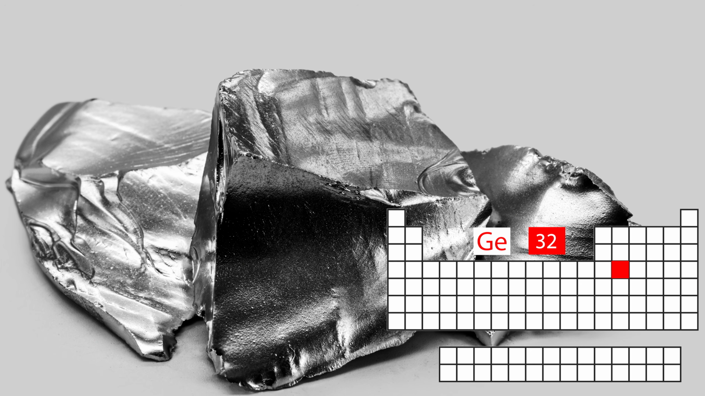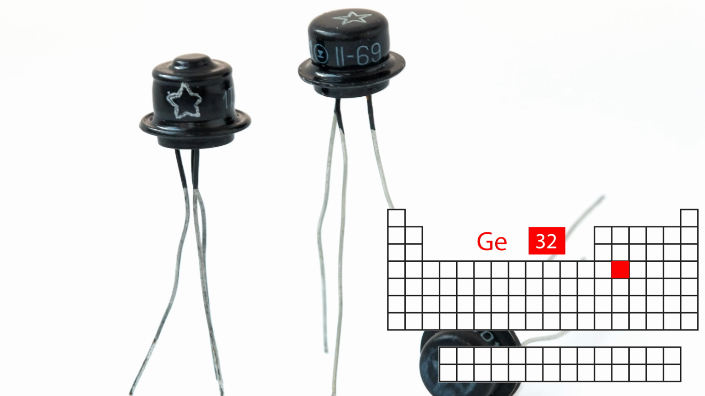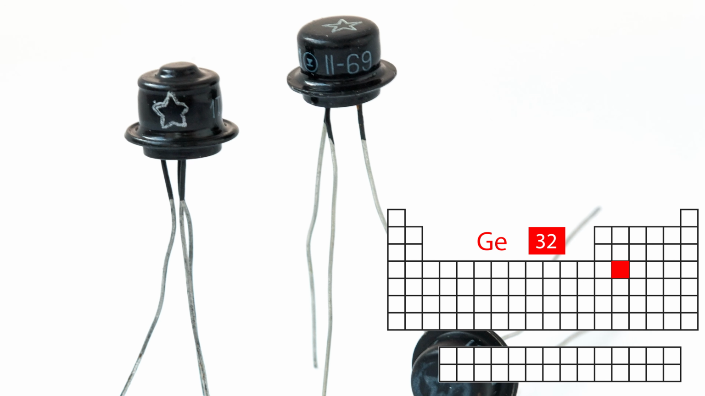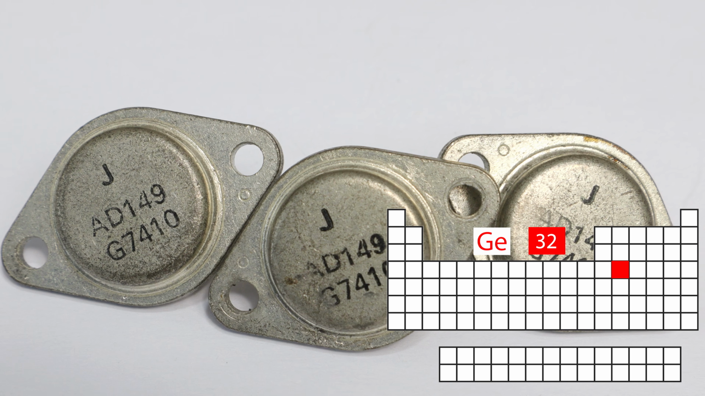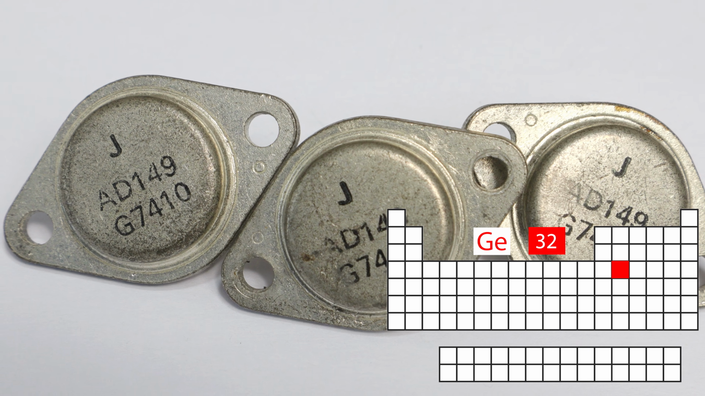It's key to the development of the first transistor and the electronics revolution. Here's something I think is interesting. The existence of this element was predicted by Mendeleev before it was actually discovered, and he called it ecosilicon.